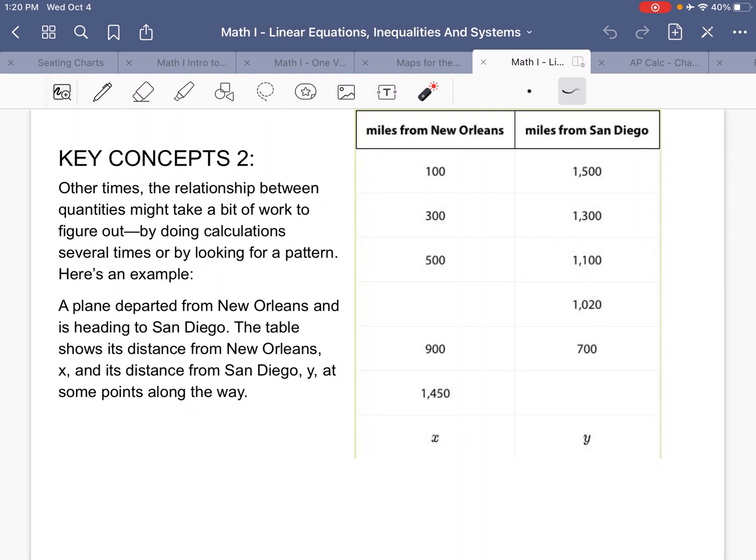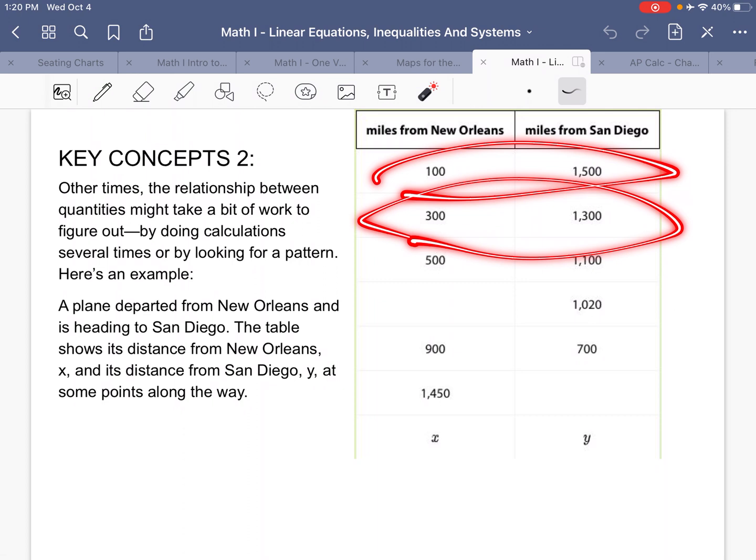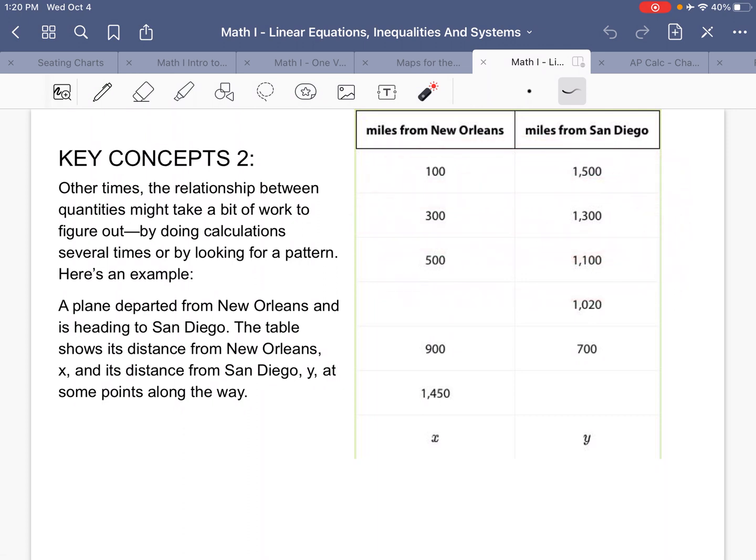A plane departed from New Orleans and is headed to San Diego. The table shows its distance from New Orleans, x, and its distance from San Diego, y, at some points along the way. In class, one of the strategies that we used was drawing a picture. That might help. Or maybe look at how these values over here are changing, or how these values are changing, or how these may be combined together and how that might be changing or staying the same.